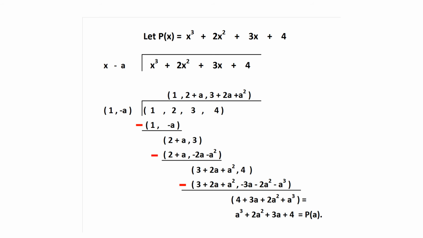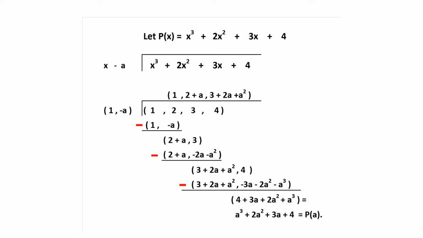Here we have the polynomial P of x is equal to x cubed, which is 1x cubed, plus 2x squared, plus 3x, plus 4. And we want to determine P of a. If we write it in x's, it's x minus a going into the polynomial x cubed plus 2x squared plus 3x plus 4. If we do it as tuples, x is represented by a 1, comma, minus a. We're finding the value at a, so it's got to be 1, comma, negative a.